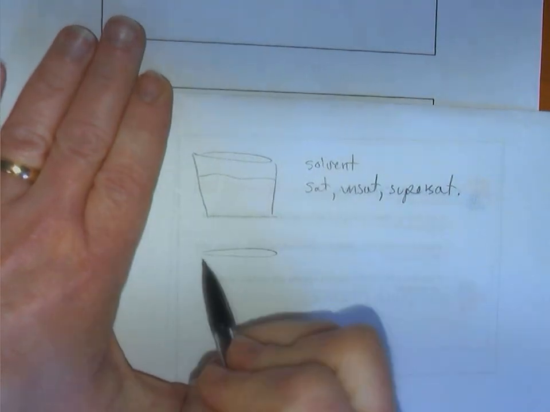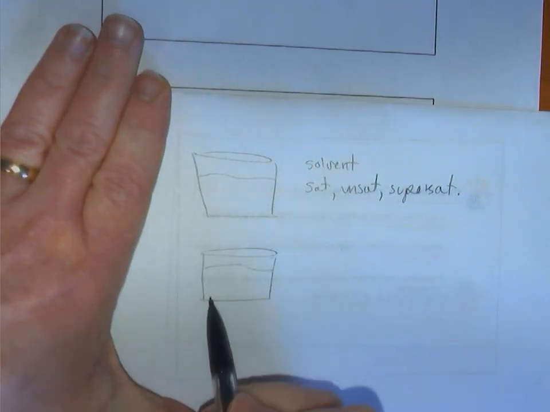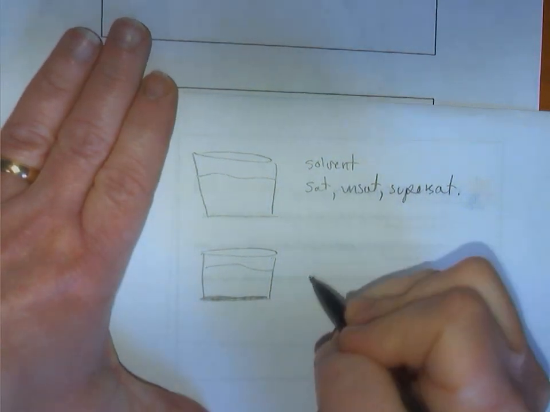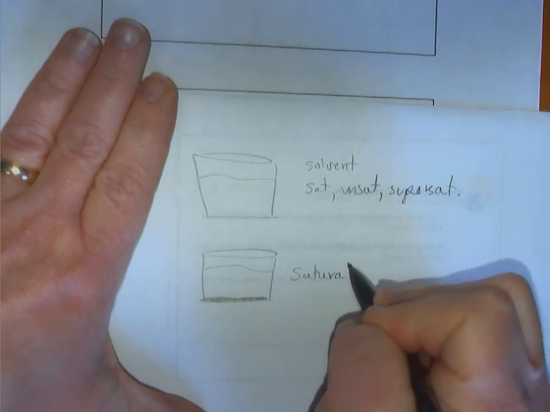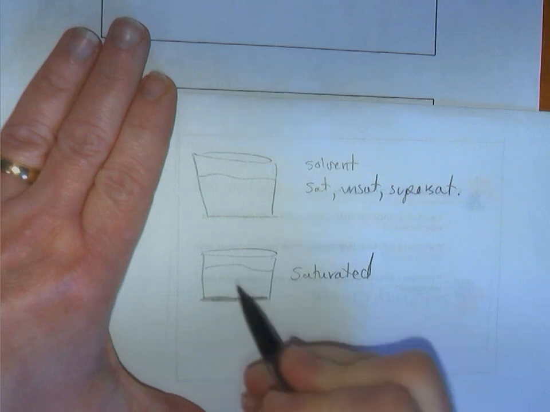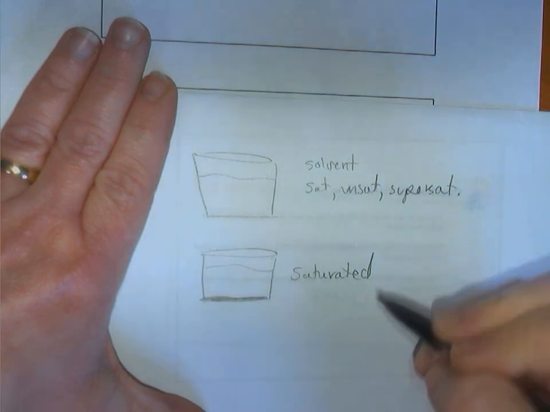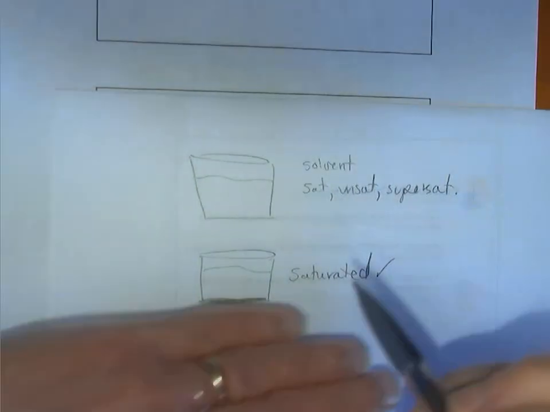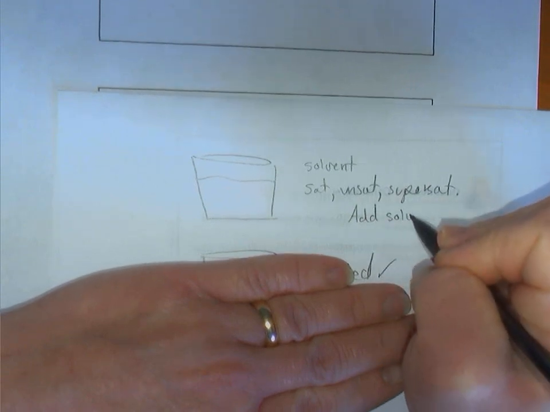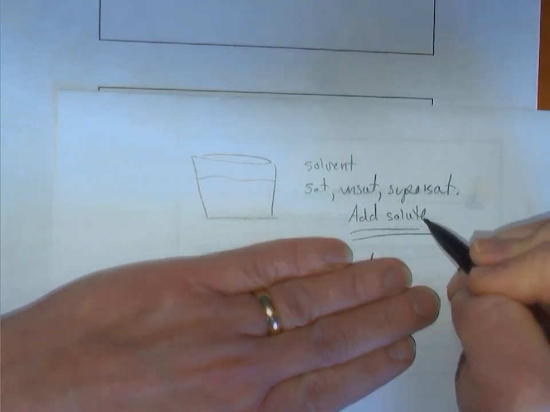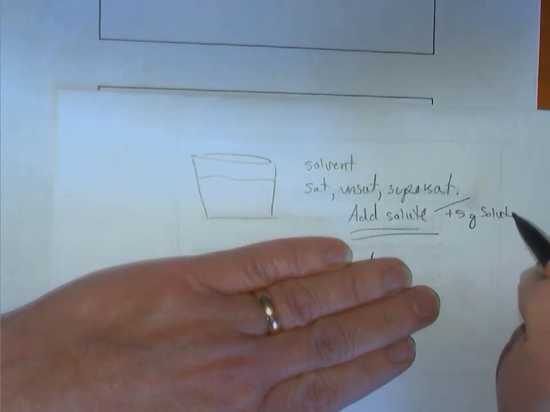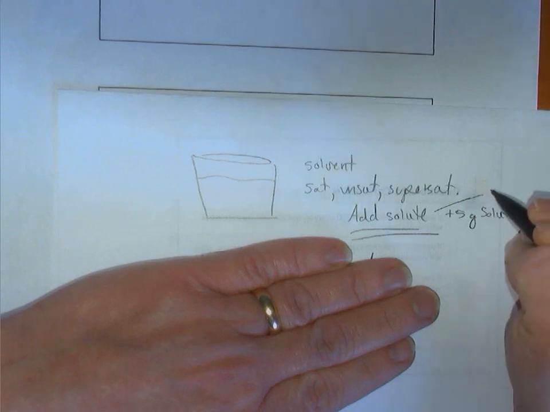Now, if I did give you a beaker of solution and there was some undissolved solute, then you know all day long it is saturated. Remember, that is proof that all the amount of solute that could be dissolved has been. Okay, but what would we do here? We need to add solute. That's the best test.